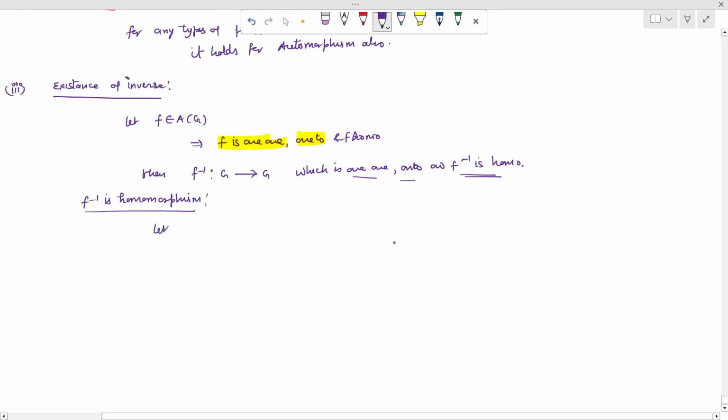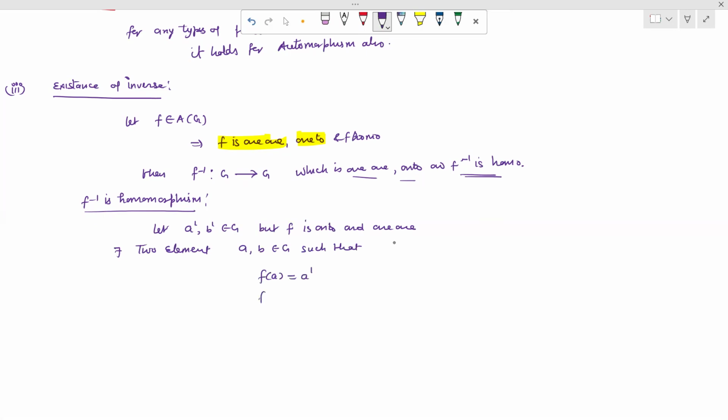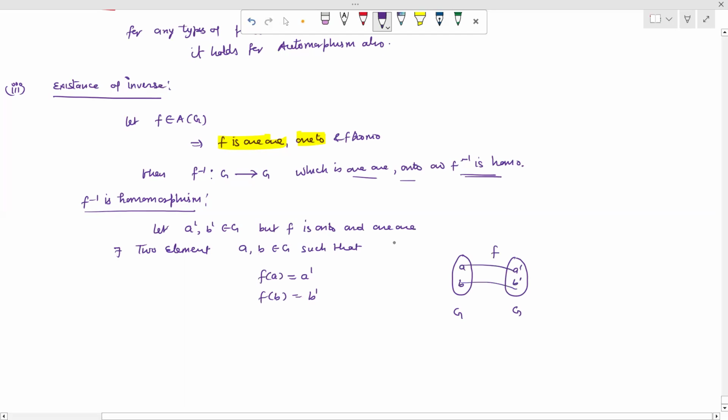For proving homomorphism, let a dash and b dash be two elements of G. Since the function f is onto and 1-1, there exist two elements a and b which belong to G such that f(a) is equal to a dash and f(b) is equal to b dash, because the function is 1-1 and onto. In the diagram, from G to G, here we have a, b, and here a dash, b dash.